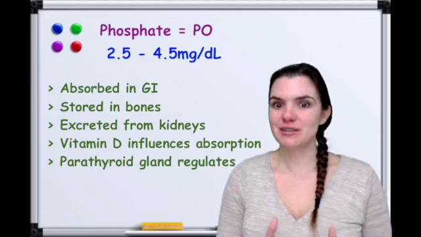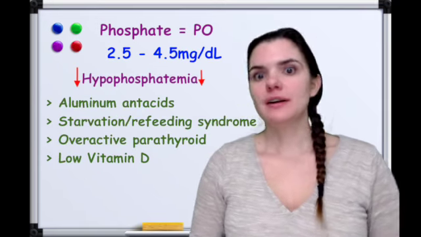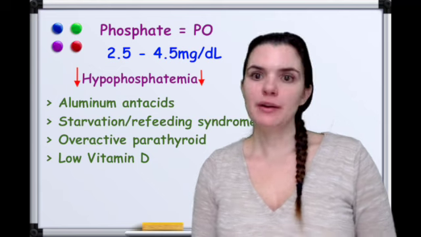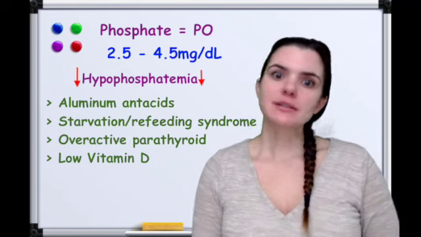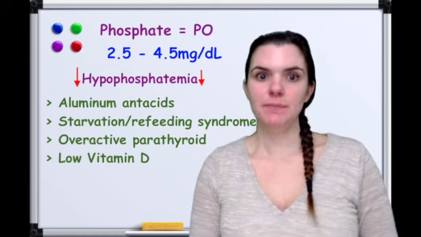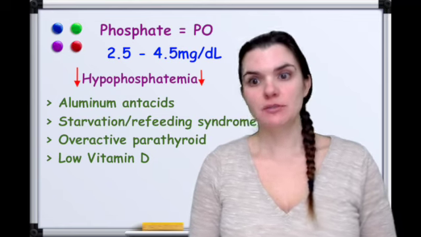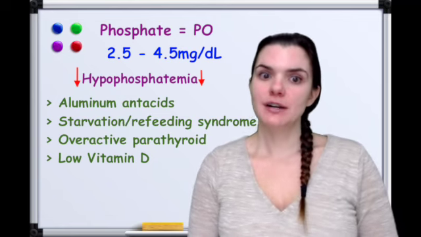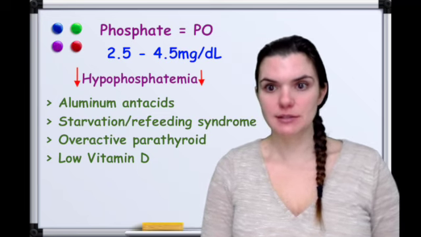As you can see, there are some parallels between calcium and phosphate. A normal phosphate level is anywhere between 2.5 and 4.5 milligrams per deciliter. What causes low phosphate levels in the blood, also known as hypophosphatemia, is overusage of aluminum-based antacids. Too much of this will block the gut's absorption of phosphate. Also, starvation and refeeding syndrome can cause this.